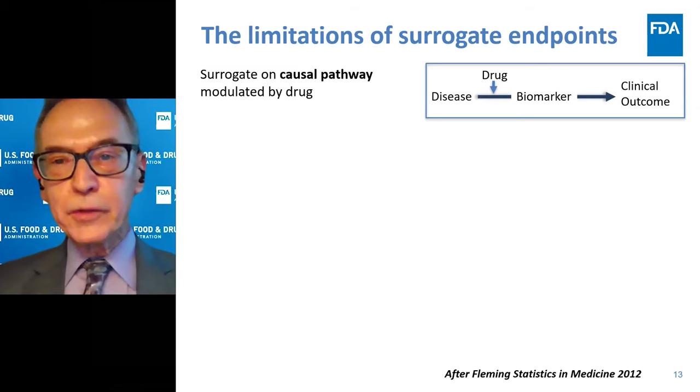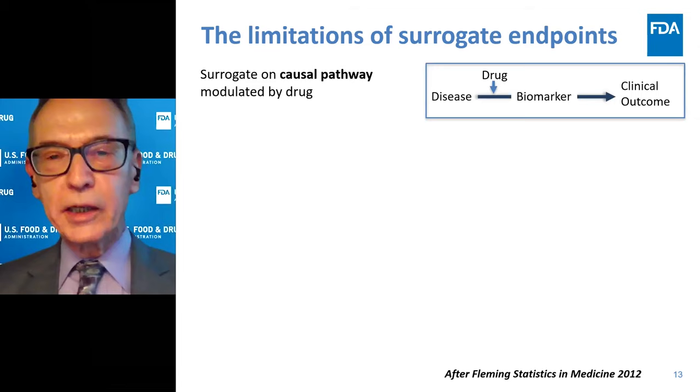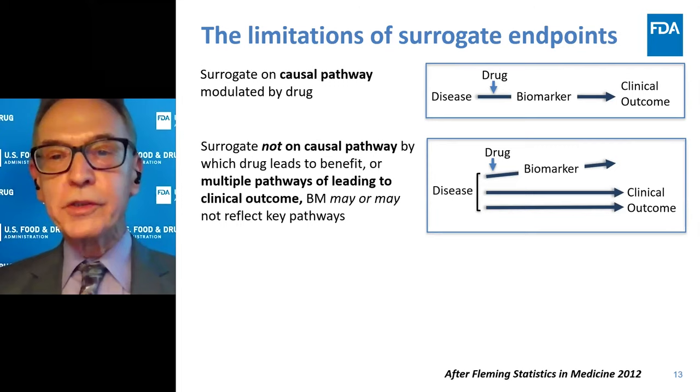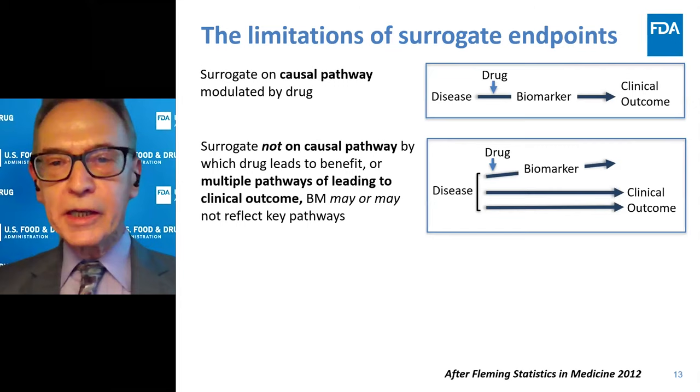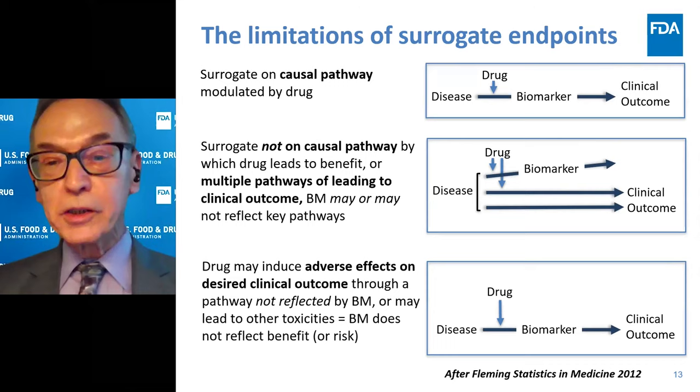And that's shown in these figures on this slide. In some situations, the biomarker is on the causal pathway between disease and clinical outcomes. And then when the drug impacts the biomarker, it will also be expected to impact the clinical outcome. In other situations, the biomarker is not on the causal pathway, but may correlate with clinical outcomes. In this case, a drug may have an effect on the biomarker, but have no effect on the clinical outcome. Finally, in some situations, the biomarker actually is on the causal pathway, but other effects of the drug, adverse effects, can lead to toxicity and lead to a negative benefit-risk association.